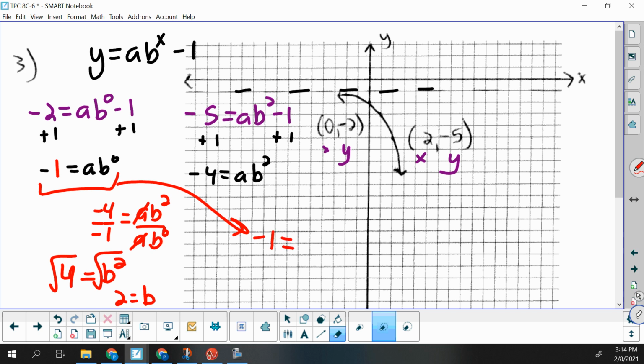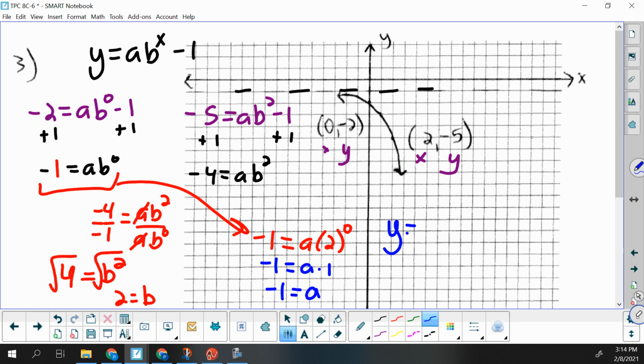Negative 1 equals a times 2 to the 0. Anything to the 0 is just 1, so we'll have a times 1. And you get a equals negative 1. So therefore, we get y equals negative 1 times 2 to the x, and don't forget your minus 1 on the end. If we had to describe our transformations, this has a reflection over the x-axis because of the minus 1 out front, and a shift down 1.